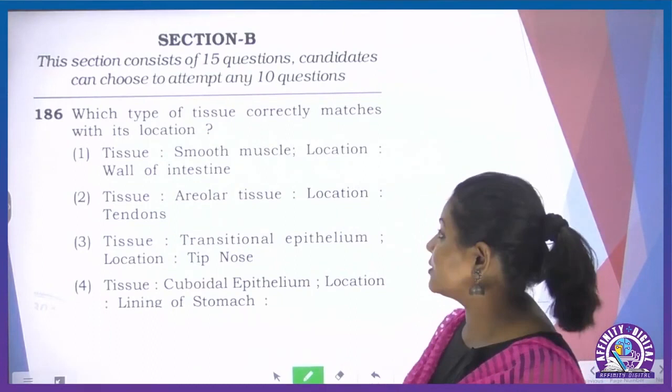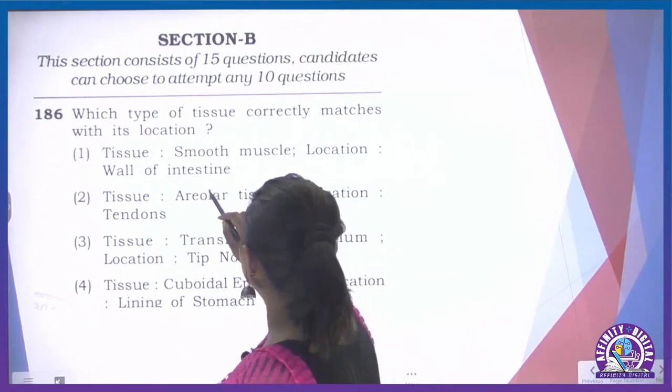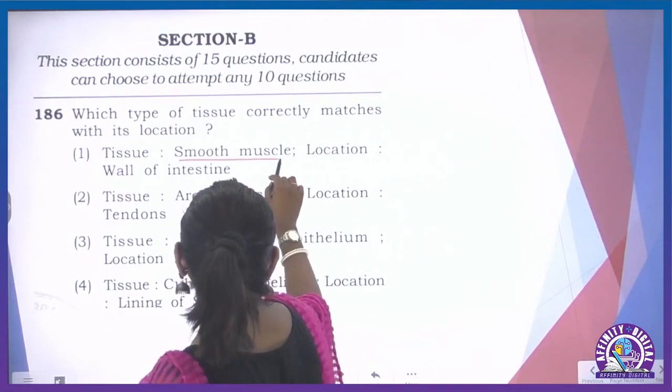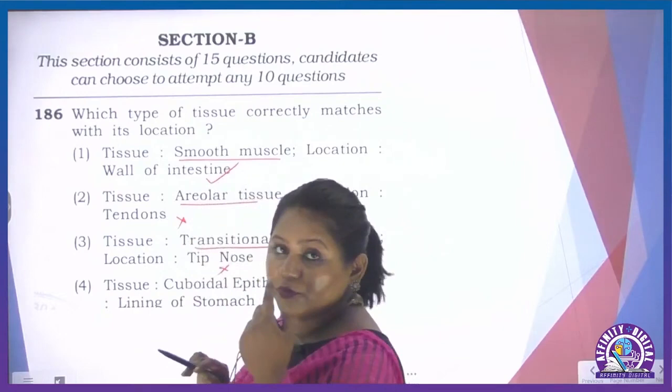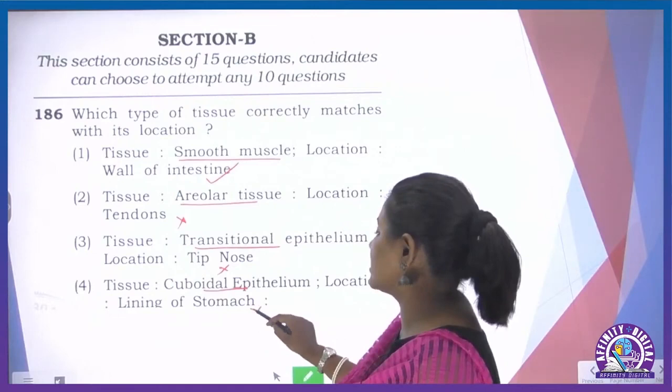Which of the tissue correctly matches with its location? Smooth muscle, wall of intestine, correct. Areolar, location tendon, no, incorrect. Transitional epithelium, tip of nose, no, the tip of nose will contain cartilage. Cuboidal, present in the lining of the stomach? The stomach has columnar epithelium. So the first option is the correct one.